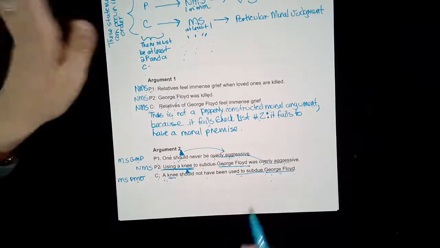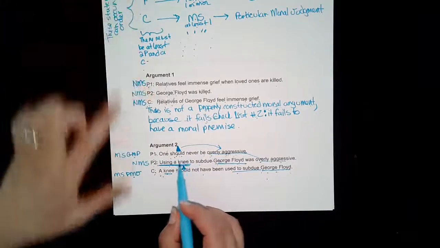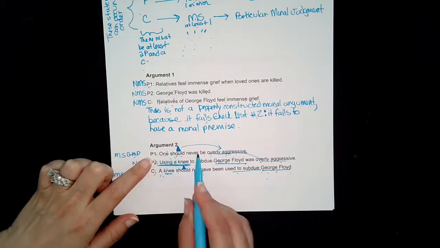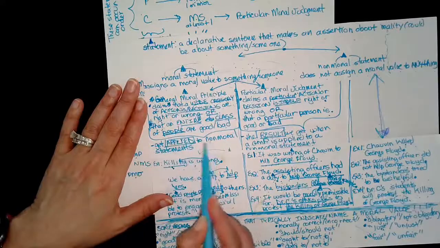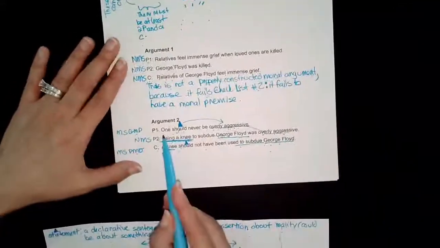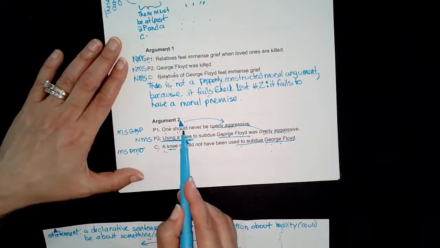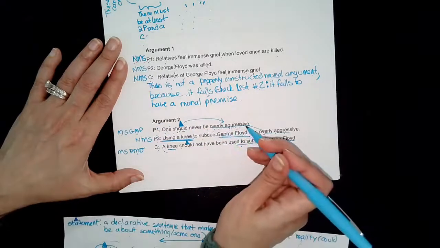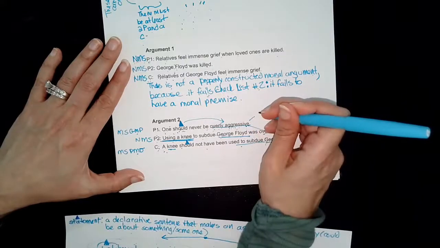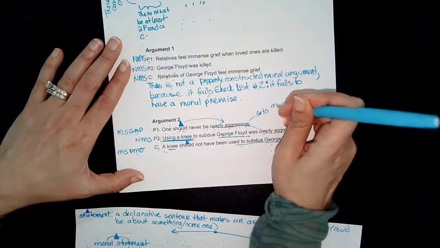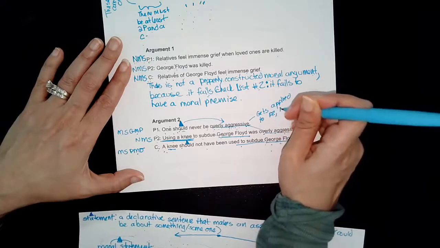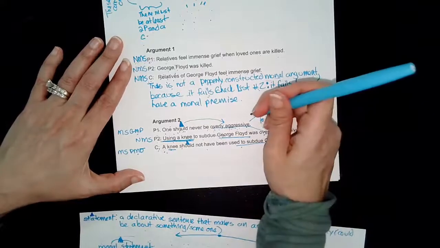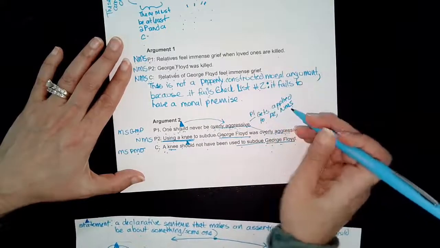Okay, so that said, I want you to understand what's happening here. Look at premise 1. One should never be overly aggressive. Let's go back to this lesson. Remember we said that general moral principles get applied to non-moral statements. So this general moral principle is like a rule, a general rule. One should never be overly aggressive, right? Gets applied to premise 2, our non-moral statement. Do you see that? So premise 1 gets applied to premise 2, a non-moral statement.